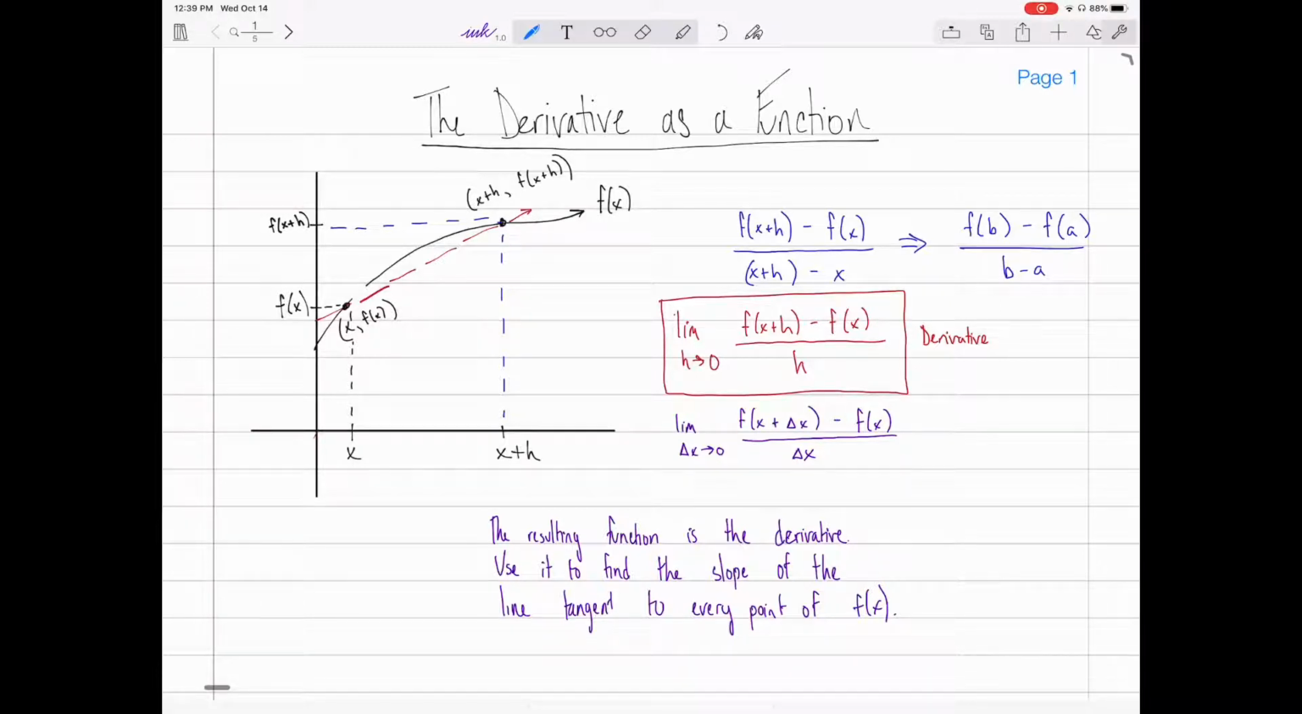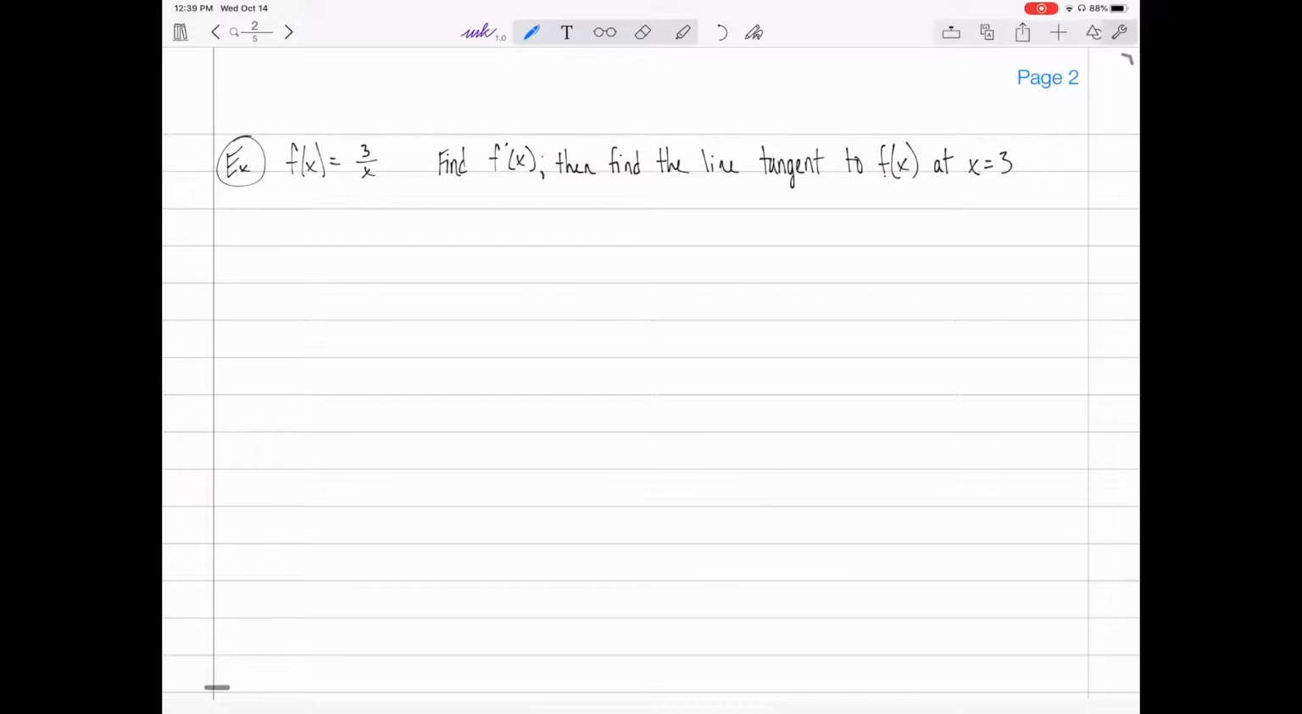So let's put it into practice. So here's an example. And I did choose a little bit more complicated example as our first example, just so that you can see how it works and what you'll have to do here. I know it doesn't look complicated, but that fraction makes it a little more work. Okay, so f of x is 3 over x, and it says find f prime of x. That's how you read this function here with a little tick mark. That is f prime of x. And then we're going to find the line tangent to f of x at x equals 3.